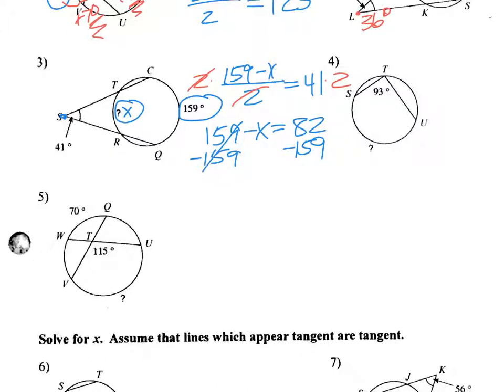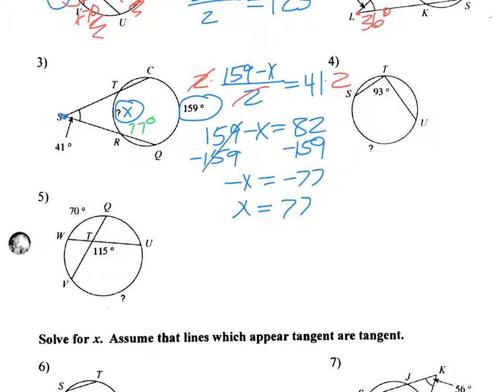So 82 minus 159 would be negative 77. Now that's negative x. So x would be a positive 77. Okay, now let's write it in here, 77. Again, pay attention. Small, medium, large. Small, medium, large.